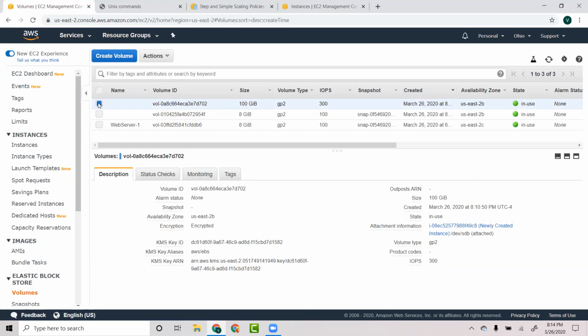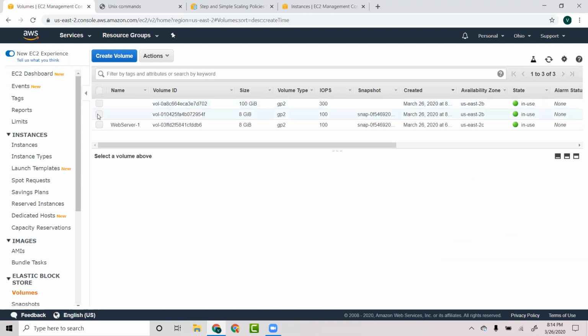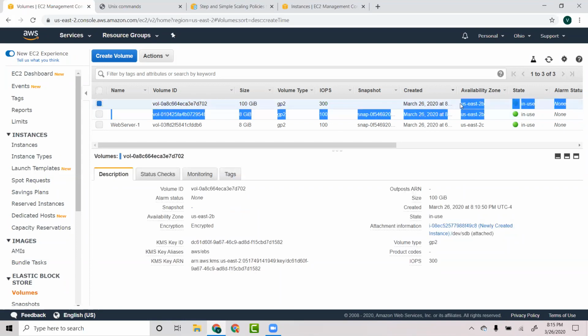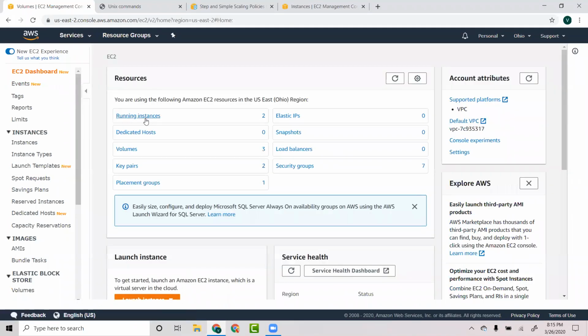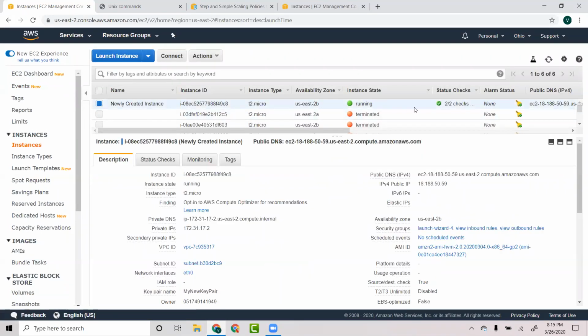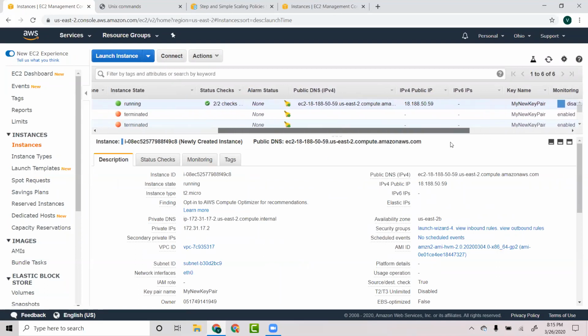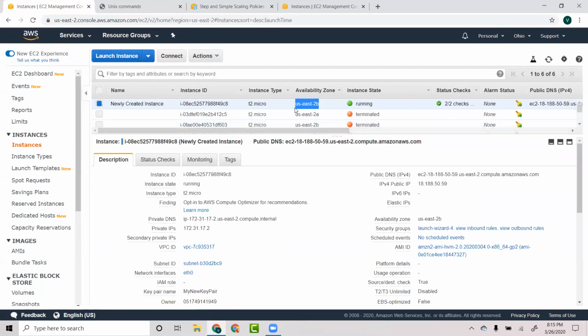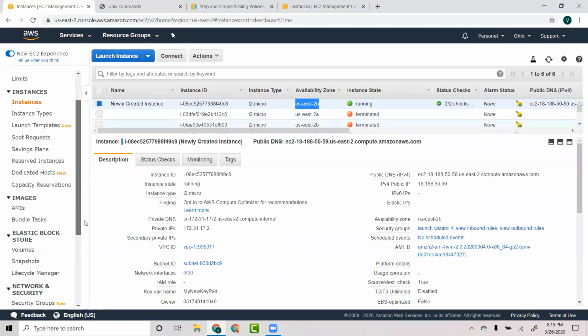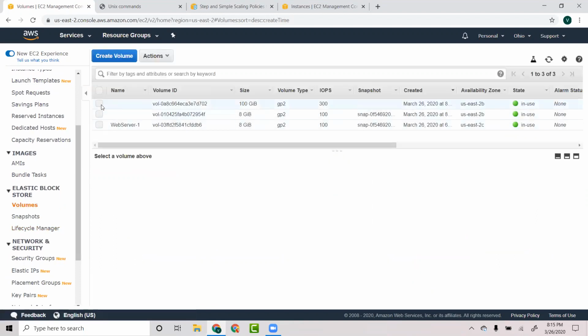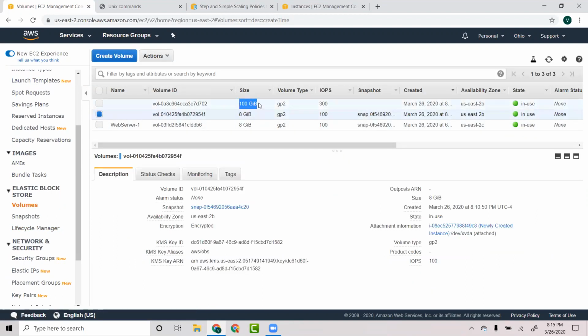Okay. And I want you to pay attention to a couple of points here, guys. See here, US East 2B, US East 2B. We just created these two volumes. Did we explicitly create these volumes? No. We created an EC2 instance just now in US East 2B, this guy. Do you guys see that? We just created this EC2 instance in US East 2B, and we attached two hard disks. And take a look, these are the two hard disks. One is 8 gig, the other one is 100 gig. And these two are GP2.